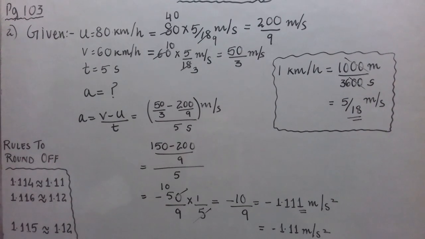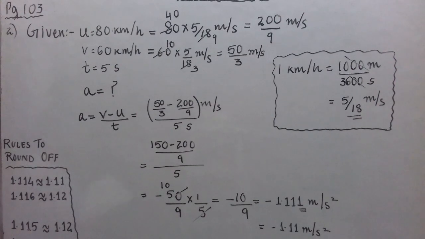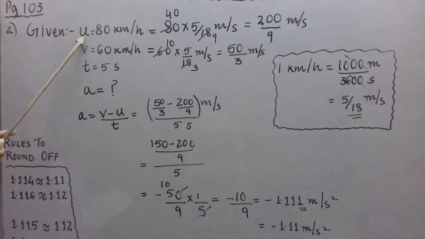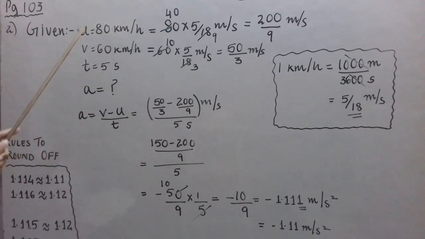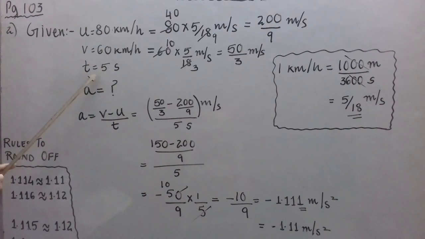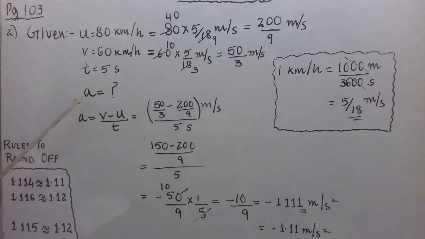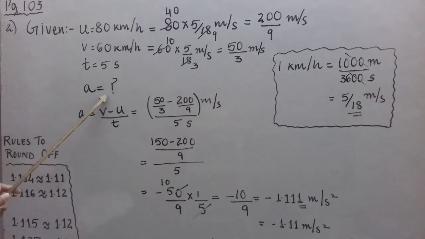So speed is decreased from 80 km per hour to 60 km per hour in 5 seconds. It means initial speed, we use the letter u for initial speed, is 80 km per hour. Final speed v is 60 km per hour, and time t is equal to 5 seconds. What we have to find? Find the acceleration of the bus. Acceleration symbol is a. So a is question mark.